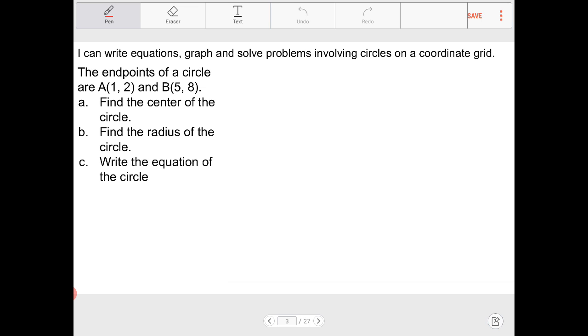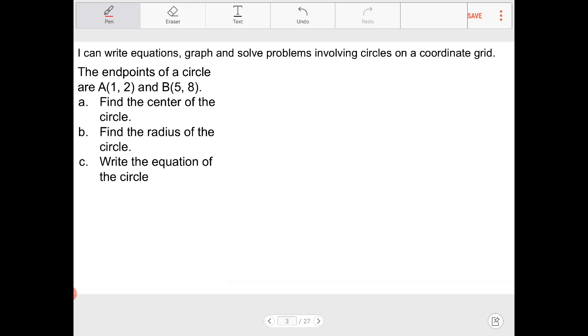Suppose now I have the situation where the endpoints of the diameter, I should say, not circle, because who's to say where the endpoint begins and where it ends, right? So this is actually on the very edges of the circle. Those are the endpoints of the diameter: 1, 2, and 5, 8. What we need to do is find the center of the circle, find the radius of the circle, and write the equation of the circle. Pause the video to see if you can figure this out.